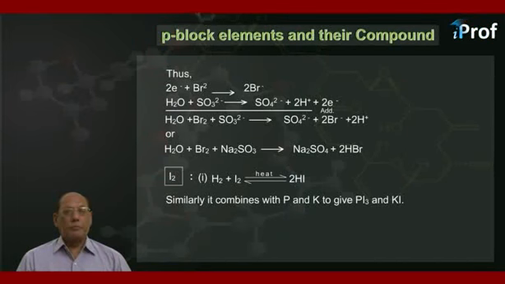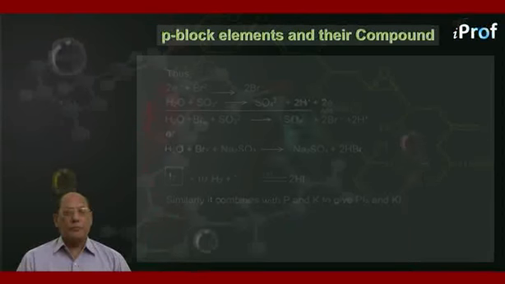Number 1, reaction with hydrogen. H2 plus I2 on heating, we get reversibly 2HI. Similarly, it combines with phosphorus and potassium to give PI3 and KI.